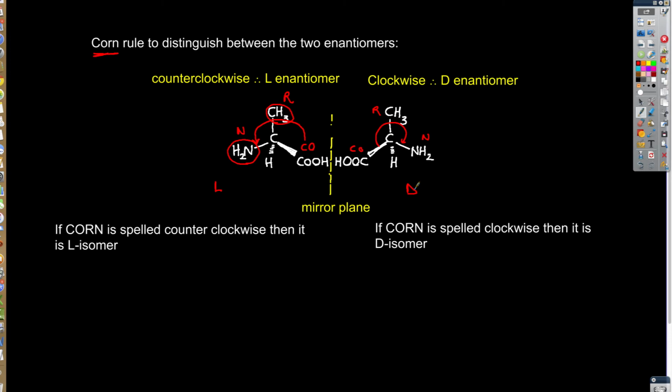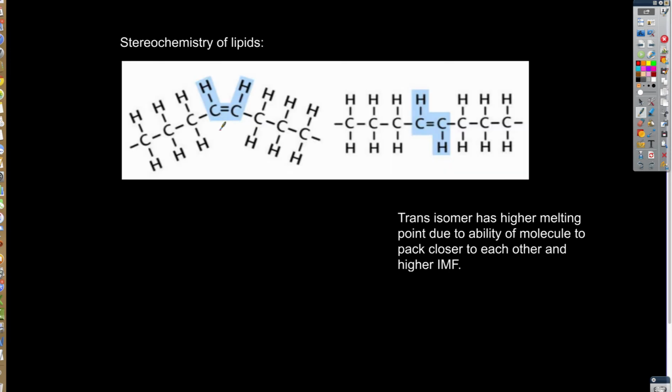So that's basically how you need to designate L and D amino acids, and that's the limitation of what you need to know. For lipids, we have to worry about cis and trans. In the cis version, the hydrogens on the double bond are on the same side. For the trans, the hydrogens are across from each other.